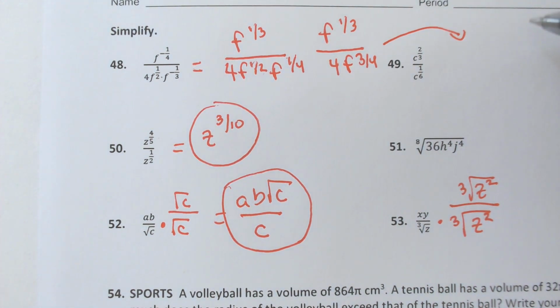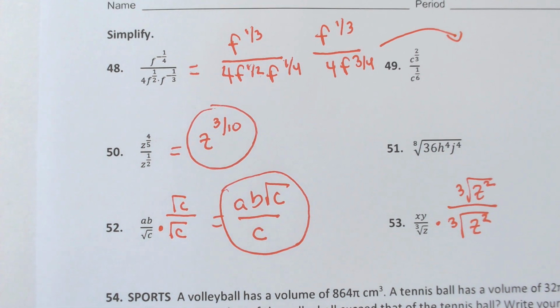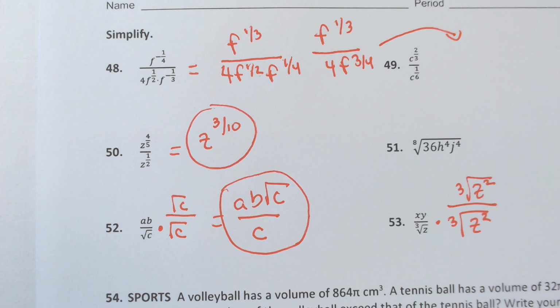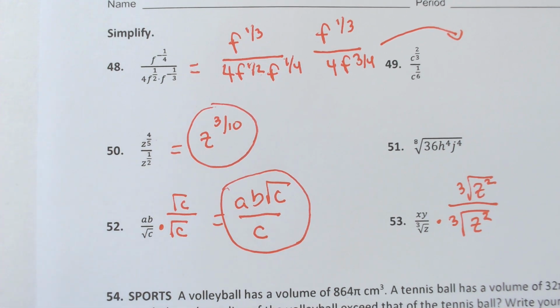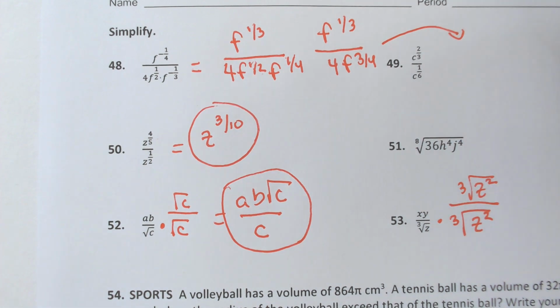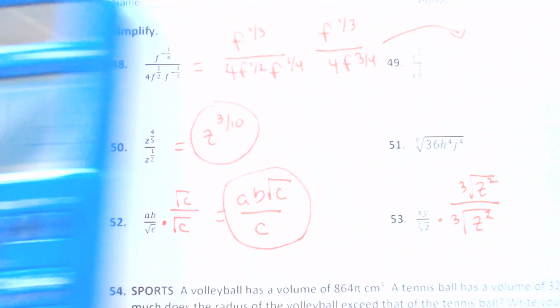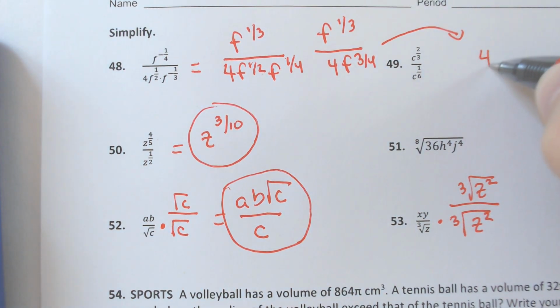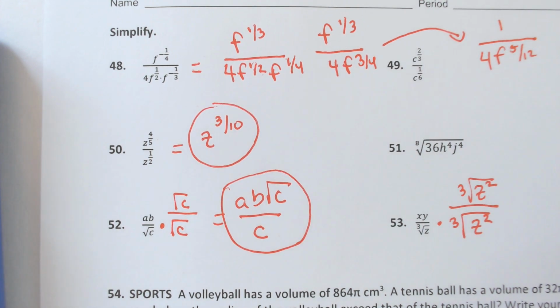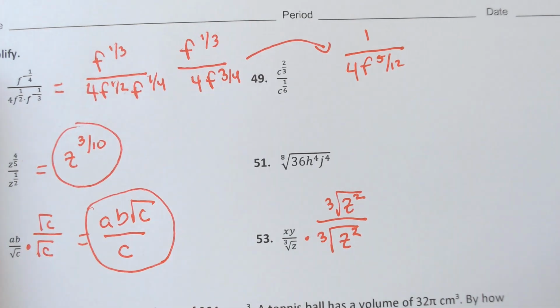So that would mean that this would be f to the, what we got to find the difference between 3 over 4 minus 1 over 3, because 1 over 3 is smaller. I would actually subtract that one. I get 5 over 12. So this is going to be 4f to the 5 over 12 on the bottom of the fraction and 1 on the top. Out of room.